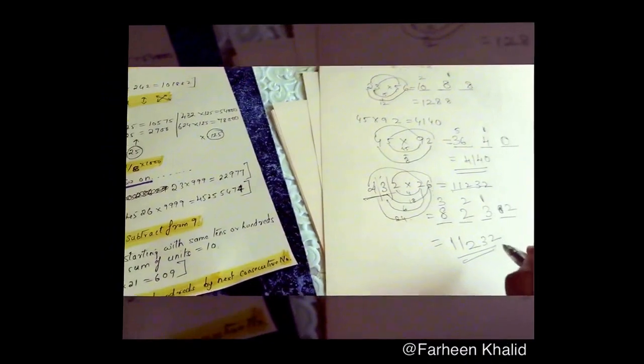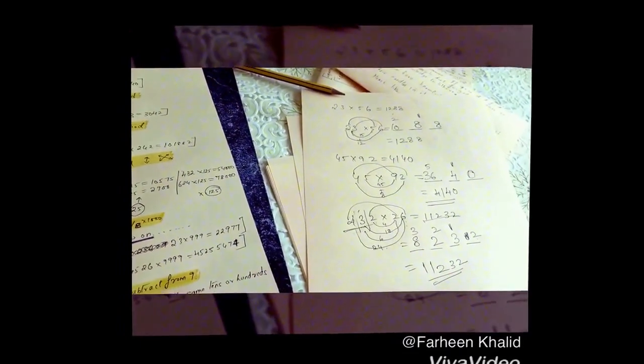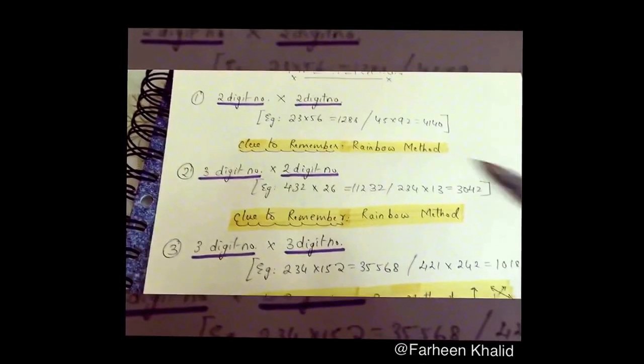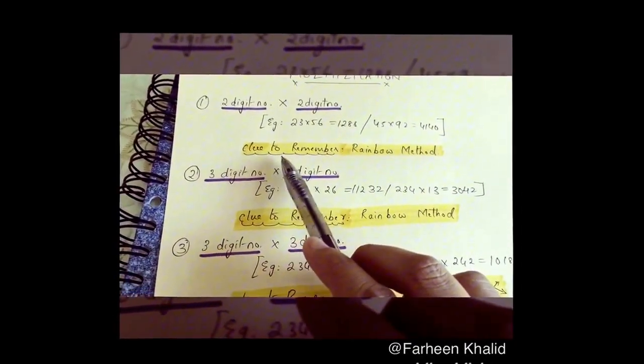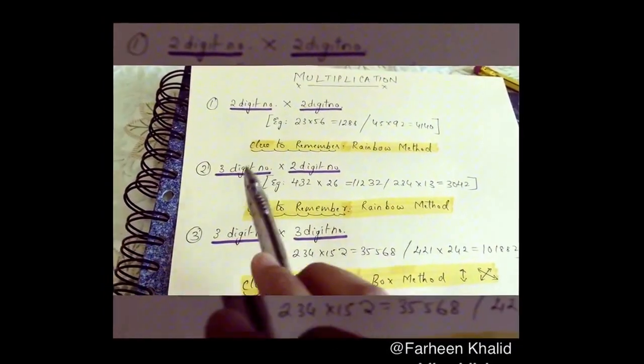All right, so that's how you do the 3 digits times the 2 digits. So basically in both of the methods you have the rainbow method that you're supposed to remember. So here I've put it down here. It says clue to remember is rainbow method for this one, and the same here for this one.